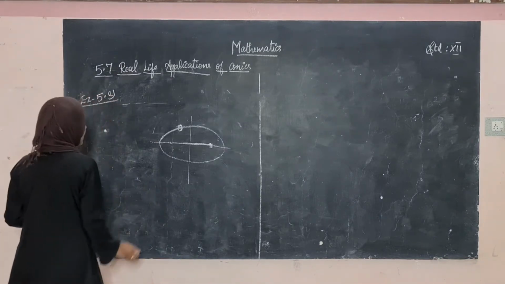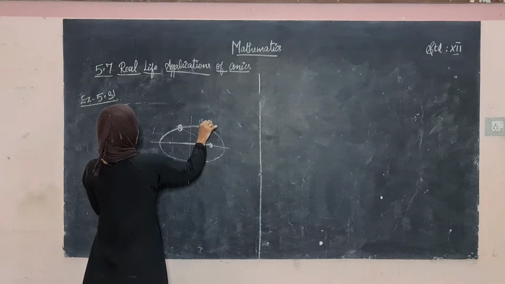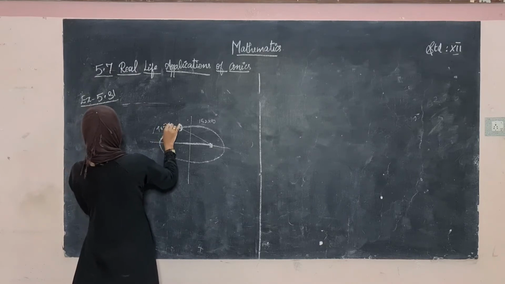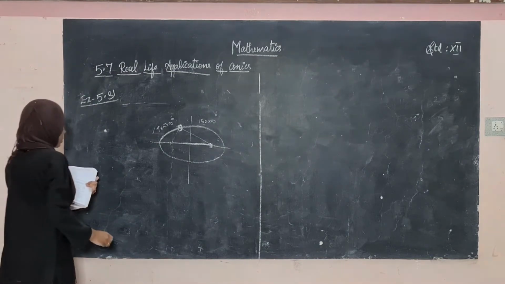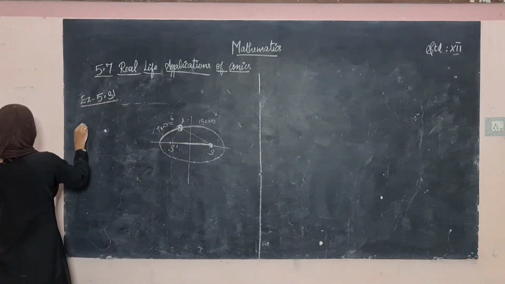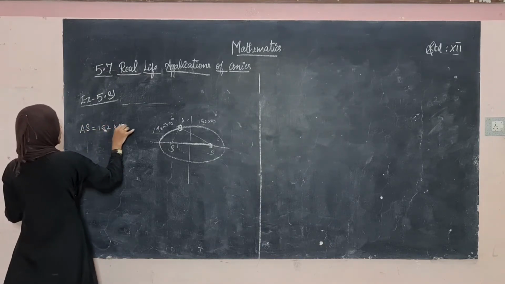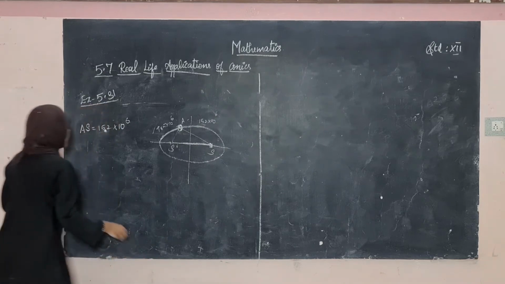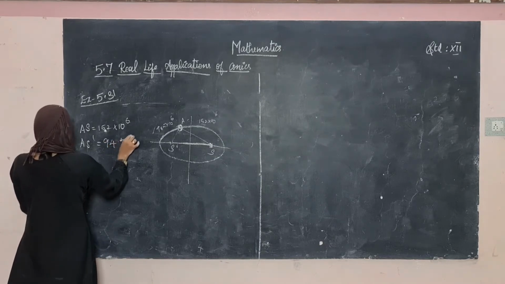Okay, so the maximum distance from the earth to the sun is given as 152 into 10 power 6 kilometer and the minimum distance is 94.5 into 10 power 6 kilometer. So let this be S, the sun, and let this be S dash, and let this be A. What is A into S? A into S is 152 into 10 power 6 kilometer, right? If this is A and this is S, the highest distance is this. So it is 152 into 10 power 6 kilometer. And what is A into S dash? It is equal to 94.5 into 10 power 6 kilometer.